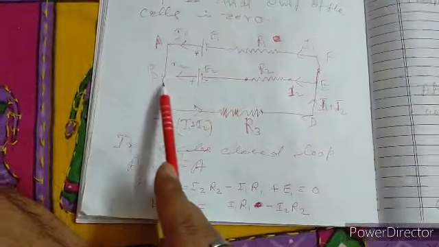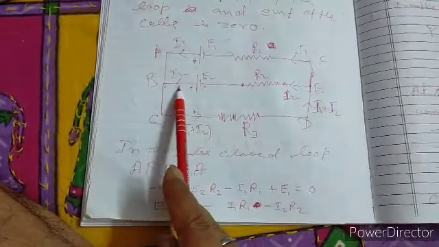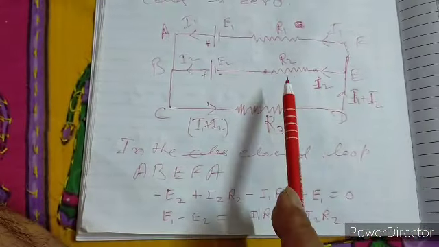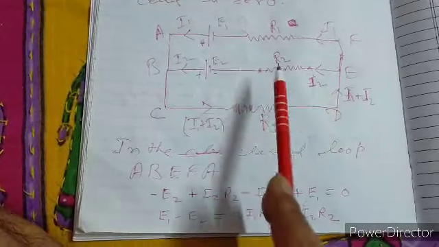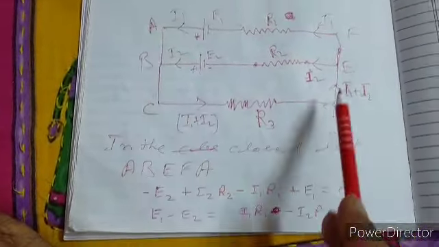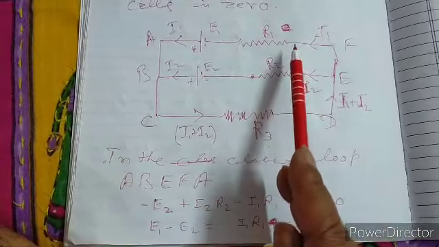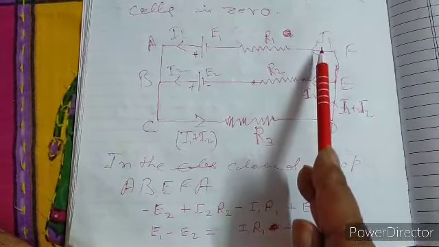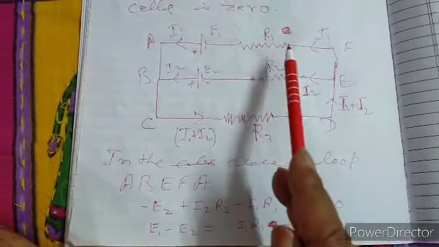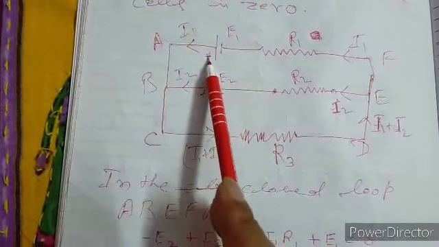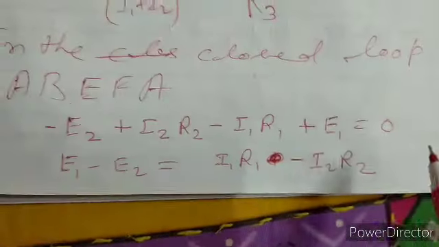See, A to B, nothing else. B to E, battery. We have to take the second terminal, minus E2. Then resistance I2 R2. The current is coming from the opposite direction, plus I2 R2. Then we are going from E to F. There is nothing else. Then from F to A, I1 R1, but the current is flowing in the same direction as us. Therefore with the negative sign, minus I1 R1. Then the battery, the second terminal we are facing is positive, plus E1. And then we are reaching point A. When we reach the initial point, we write it is equal to 0.